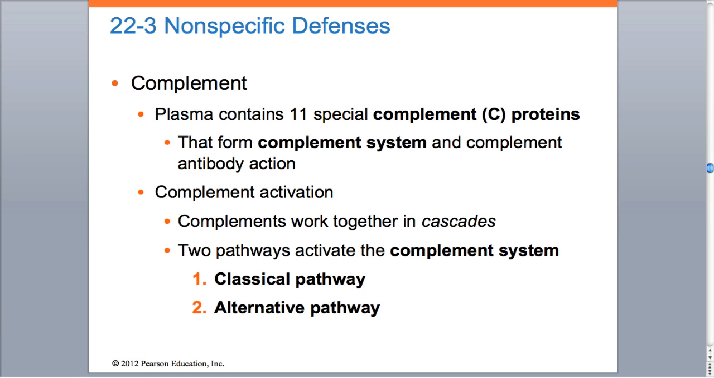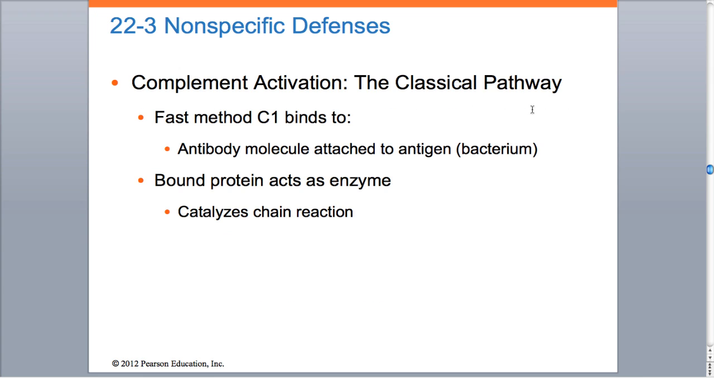Okay, now next slide. Here's the classical pathway, the FAST method, where the antibody molecule attached to the antigen. So we have an antibody attached to the antigen itself on the germ. The bound protein acts as an enzyme and it creates a cascading effect. That's why I said the slides are not that great. The pictures will be better. So here's the picture that goes with the classical pathway.